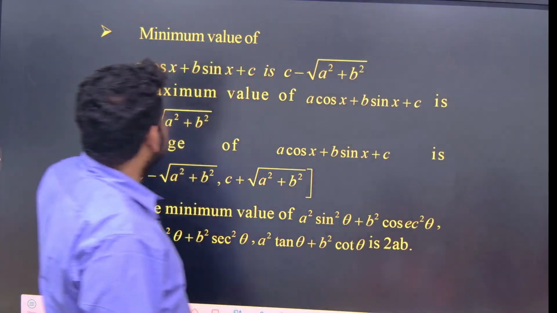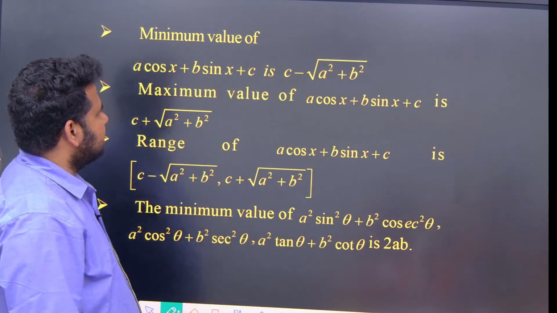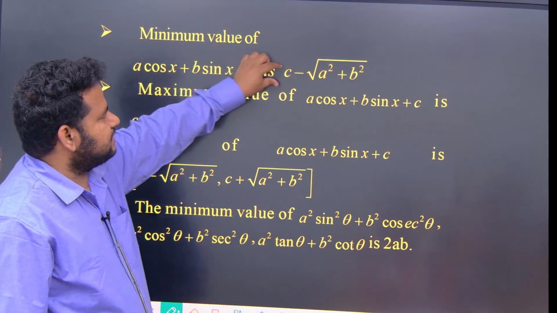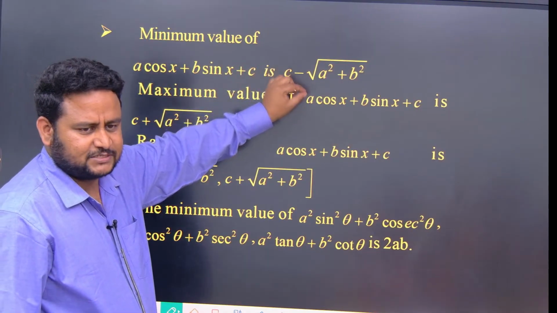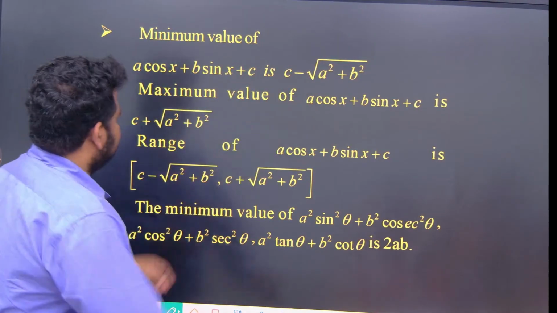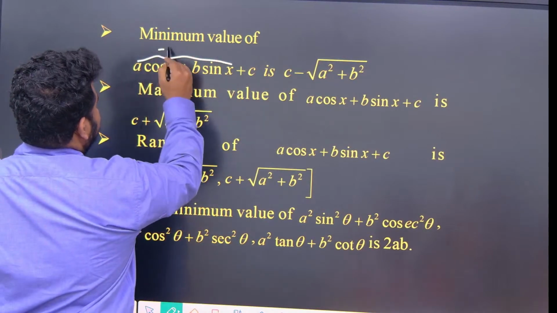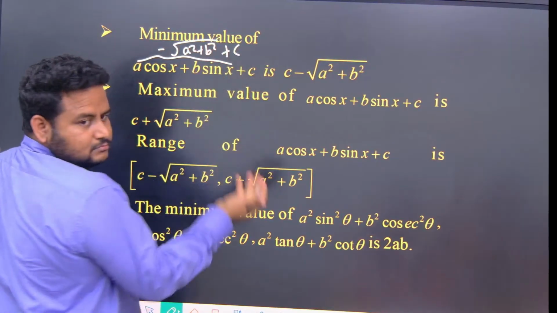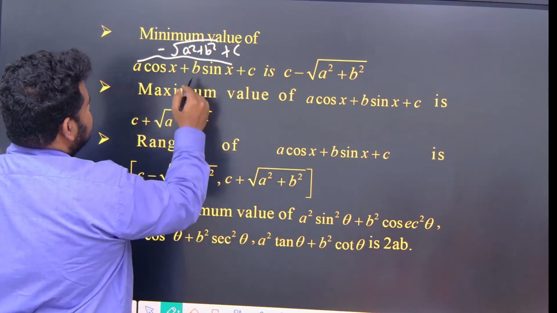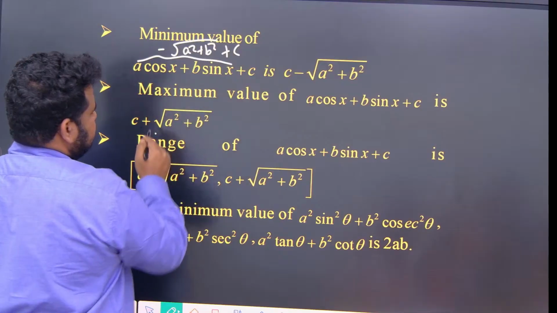Now here they are given a cos x plus b sin x plus c. Okay, so what is the minimum value? See, minimum value is minus square root of a square plus b square plus c. For this part, the minimum value is minus square root of a square plus b square, and c is there, so add c. That's all. Maximum value is square root of a square plus b square plus c. That is what is there.